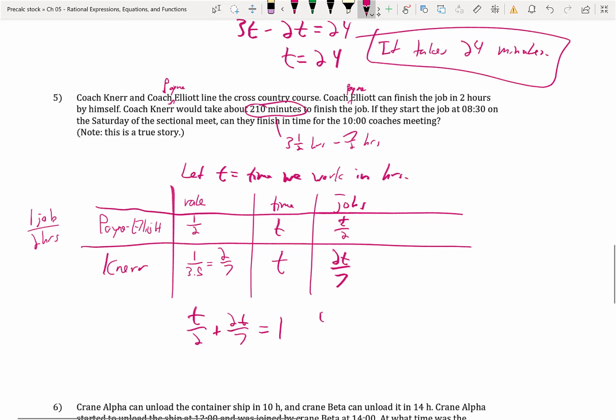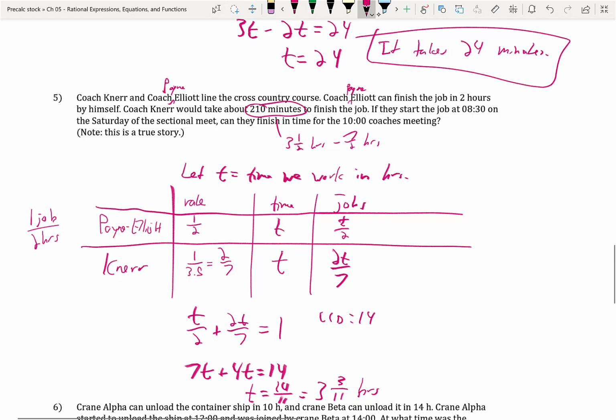Well, LCD here is 14. And if I multiply the left side and the right side by 14, I would get 7t plus 4t is equal to 14, or t is equal to 14/11, which is 3 3/11 hours.